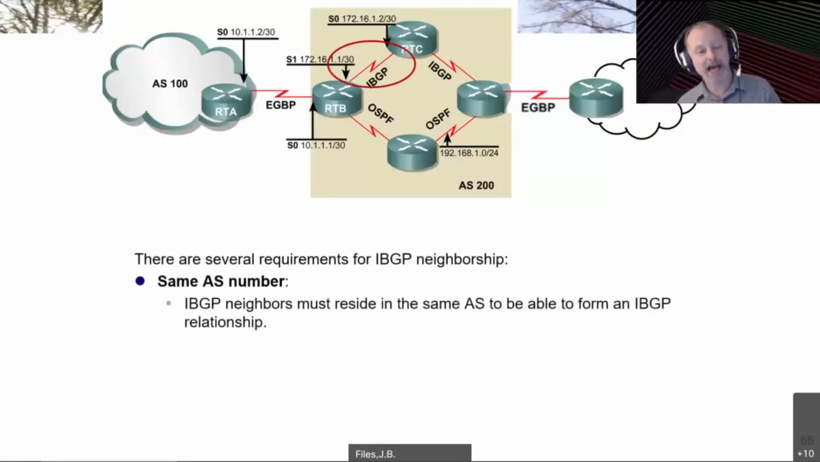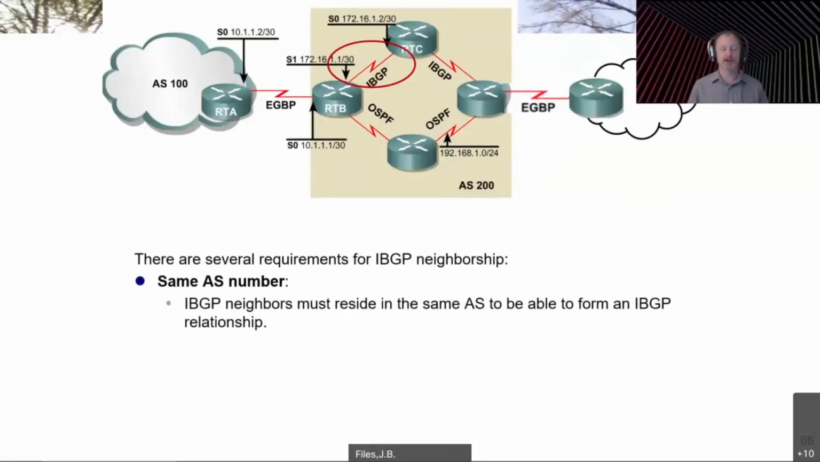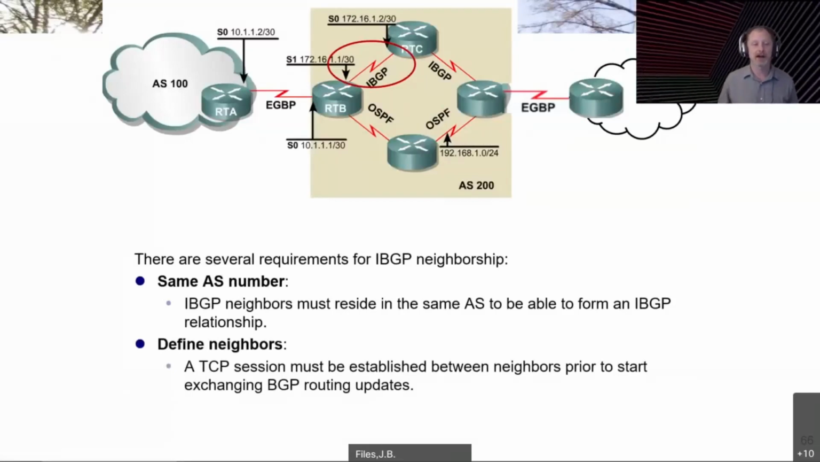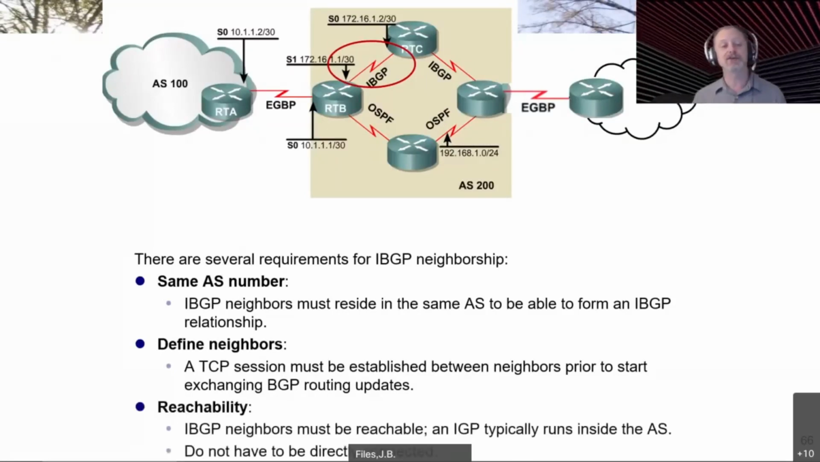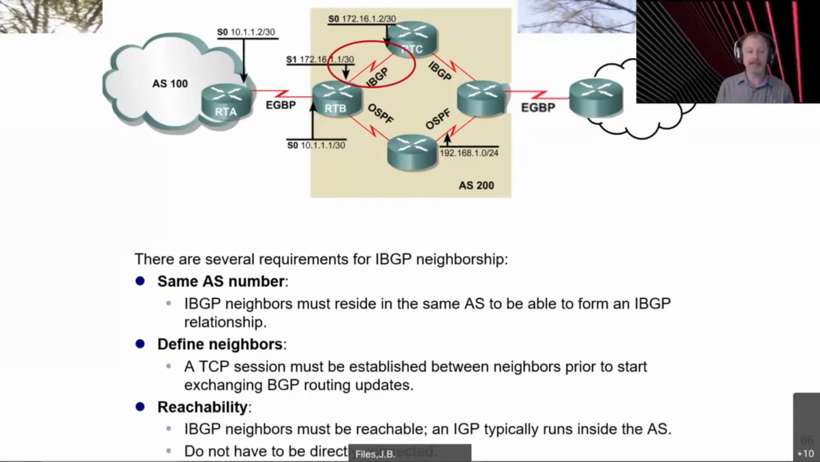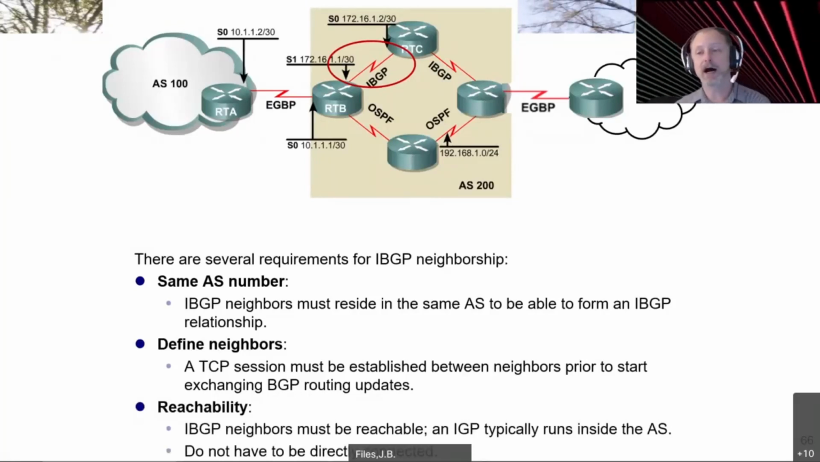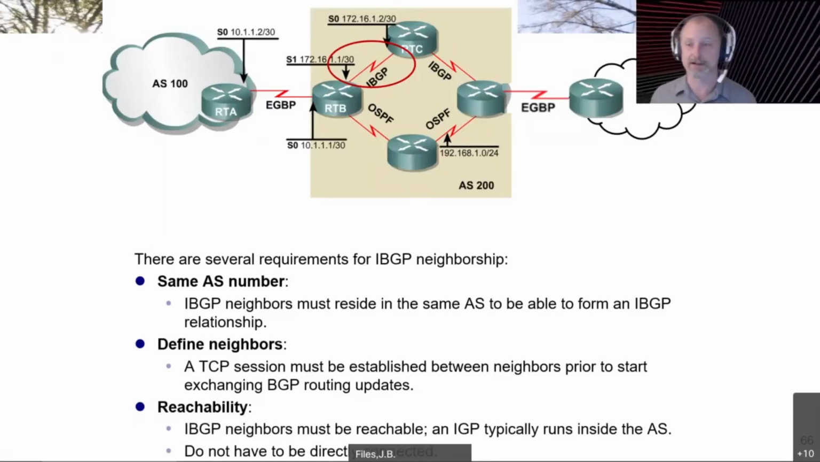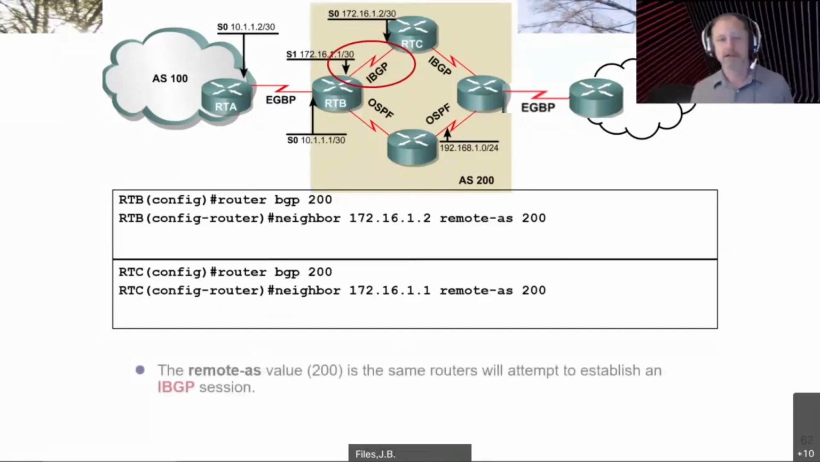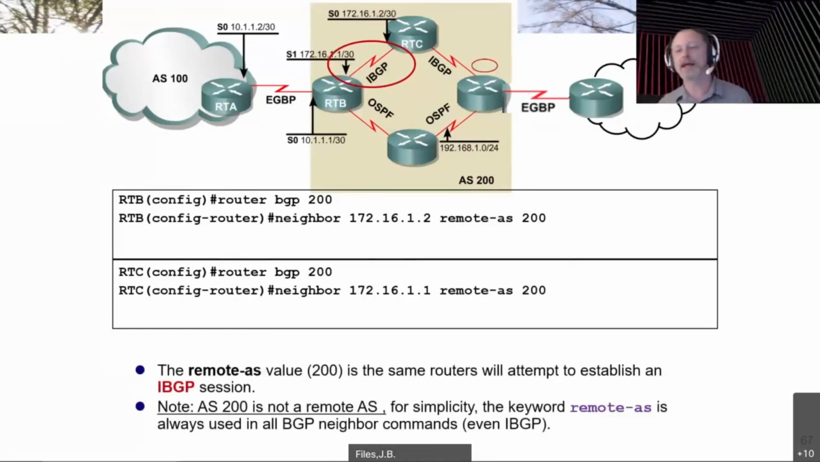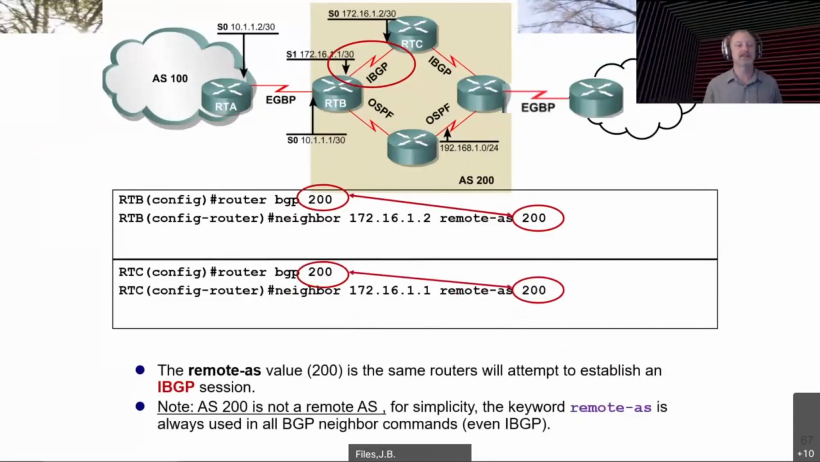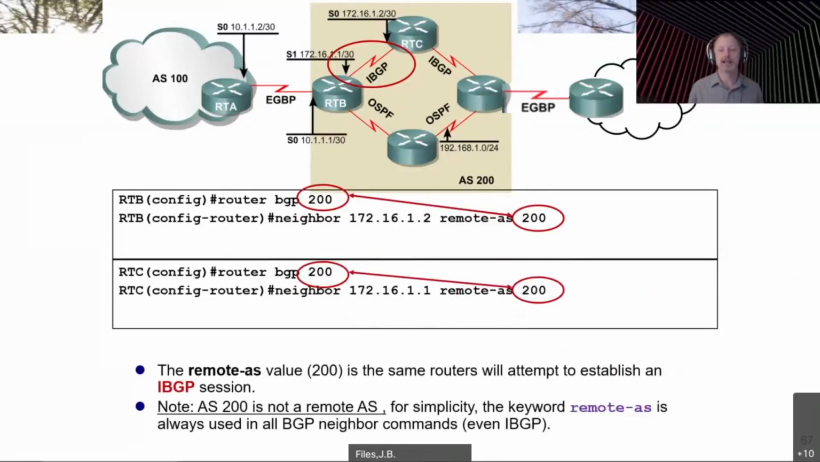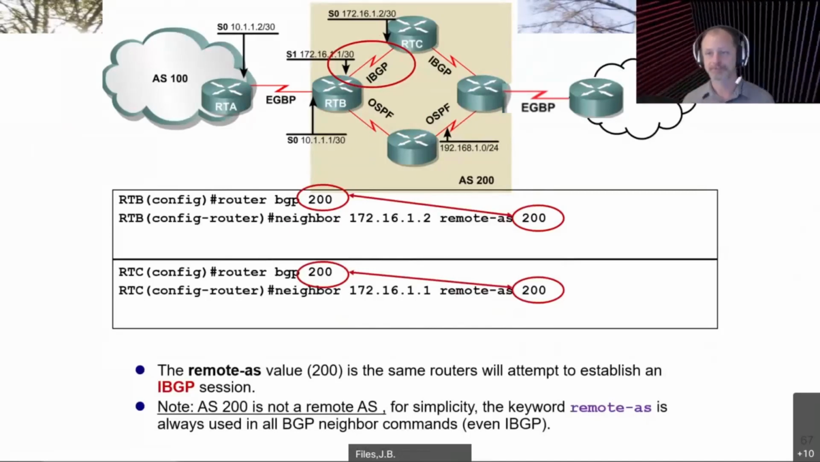So again, it's iBGP, so it's going to have the same autonomous system number between the neighbors. We're still going to use that same neighbor command, and we still need to be able to have TCP connectivity. Here, they don't have to be directly connected. So here we can see the neighbor commands. The neighbor is in the same autonomous system as that router. So it's iBGP.